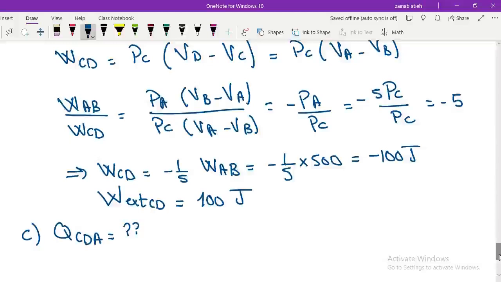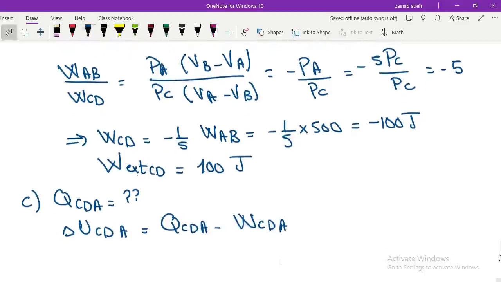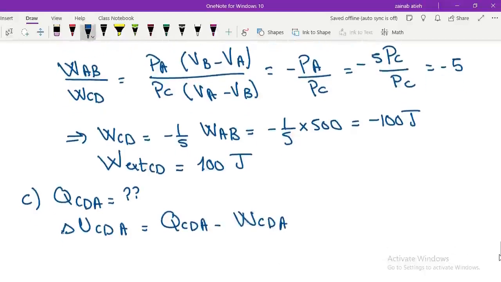Okay, so I will use the first law of thermodynamics, which says delta U CDA is equal to Q along the path CDA minus the work along the path CDA. So to find this, delta U along CDA is simply U final minus U initial. It's equal to delta U CA. I only care about the initial and final points, which is equal to minus delta U AC. And I have AC, so it's the inverse of it.